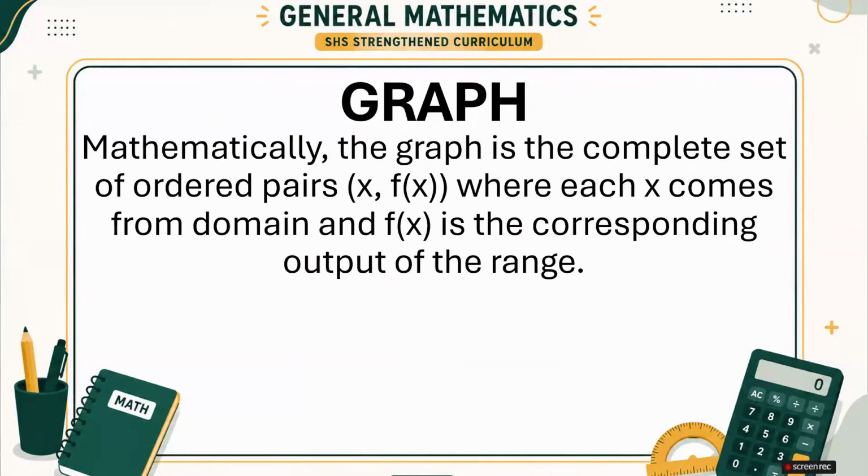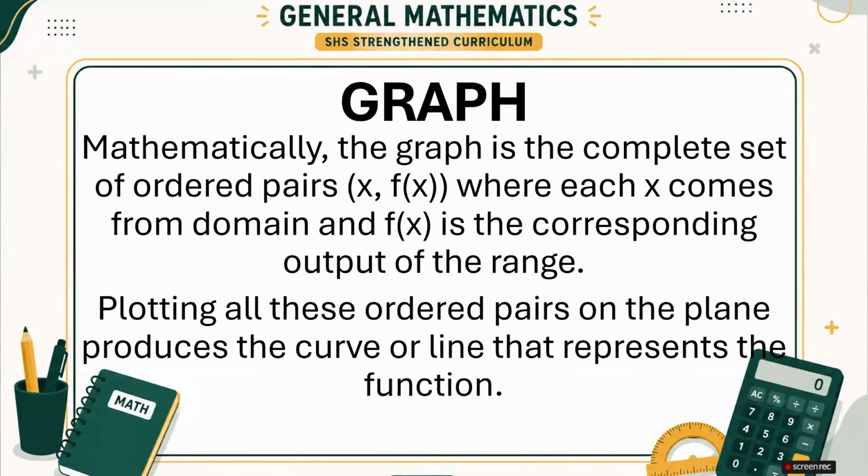So a graph is made up of many ordered pairs. Each point has an x value and a y value. When we plot the points, they can form either a straight line or a family of curves. Later, we will use those shapes to identify different function types. So plotting all these ordered pairs on the plane produces those kinds of graphs.